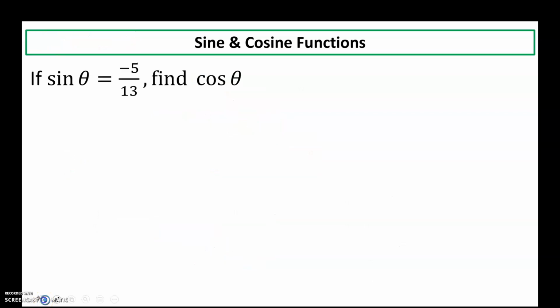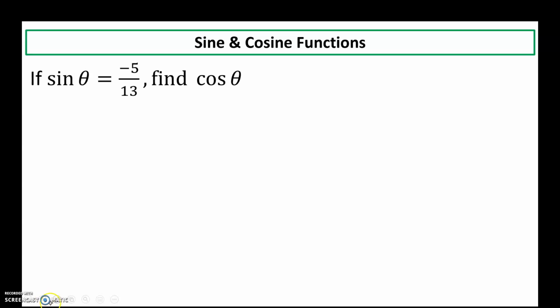Okay, next example. This one's a little bit harder, and we'll continue to come back to problems like this over and over. And I please encourage you, in the files, I copied the entire section 7.3, which has more examples in the book. Please look those over as you're trying to do these. All right, so if the sine of theta is equal to negative 5/13, find the cosine of theta.